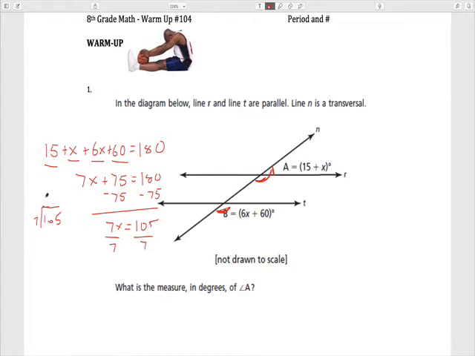Ooh, it's lagging quite a bit. So x will equal 15. That's the value of x. So remember, that's not the measure of the angle. To get the measure, you need to plug in x with 15. So it'll be 15 plus 15. Angle A is equal to 30 degrees.